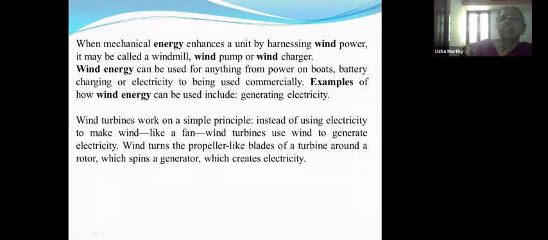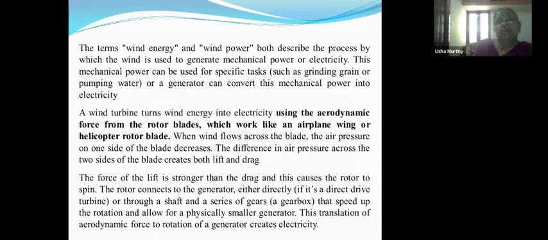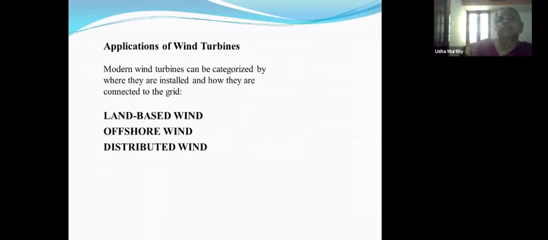Wind turbines work on a simple principle. Instead of using electricity to make wind like a fan, wind turbines use wind to generate electricity. Wind turns the propeller-like blades of a turbine around a rotor, which spins the generator and produces electricity. The same concept is being used. And now, the application of wind turbines.